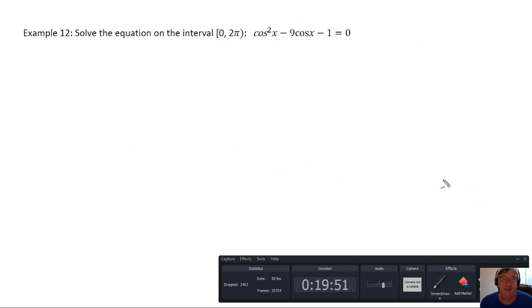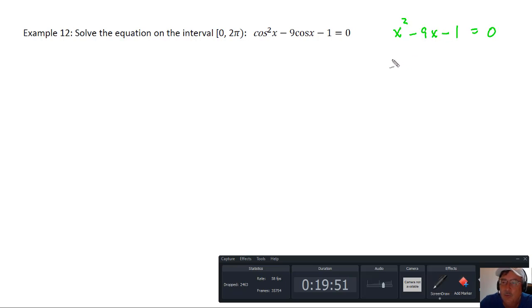All right, for our final example here, example 12, let's look at this trigonometric equation. It says solve the equation on the interval from 0 to 2 pi: cosine squared x minus 9 cosine x minus 1 equals 0. Now let's go back to your old algebra days here. What happened when you had x squared minus 9x minus 1 equals 0? You could not factor that. Oh my gracious, how do we learn to solve it?